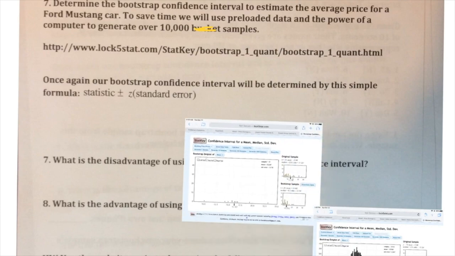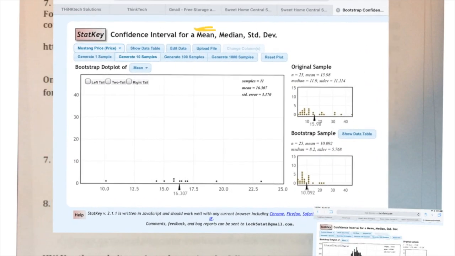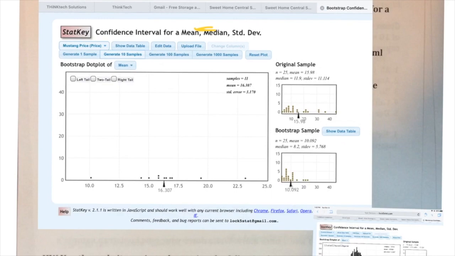So when I clicked generate 10 samples, it actually plotted 10 different samples. And then the last sample that it generated is listed here. But now we actually have 10 samples. And 10's fine. But you know what I like more than 10? I like thousands upon thousands of samples. So we're going to create more and more Bootstrap samples by clicking this.